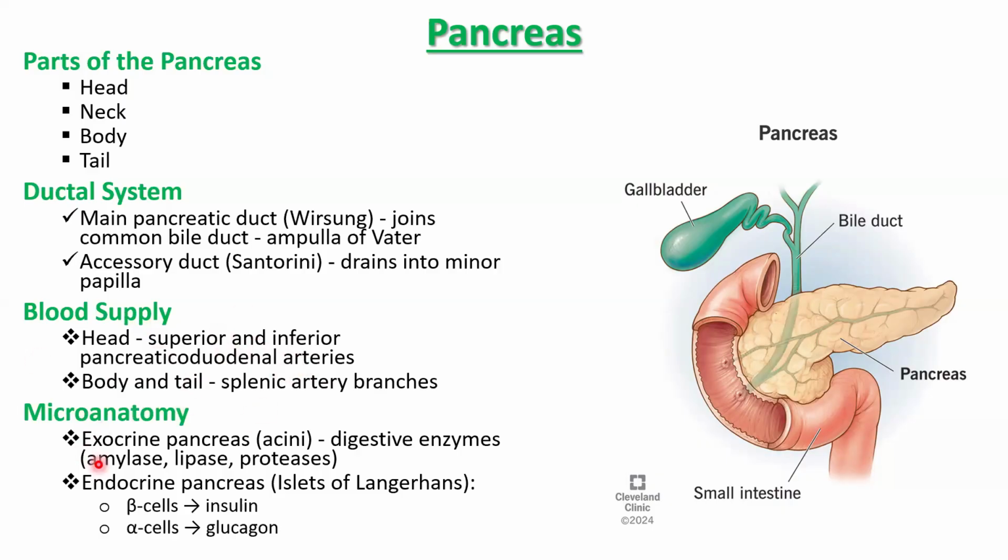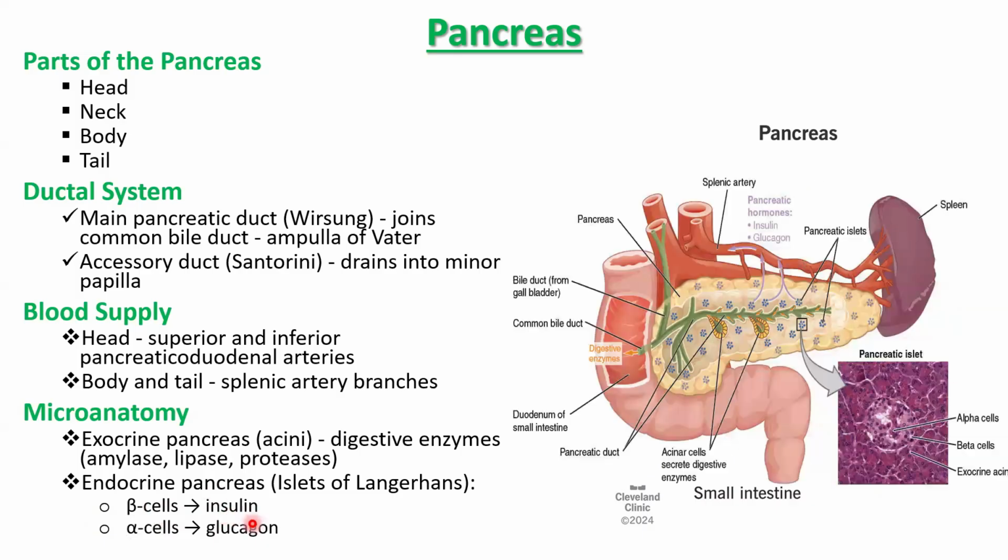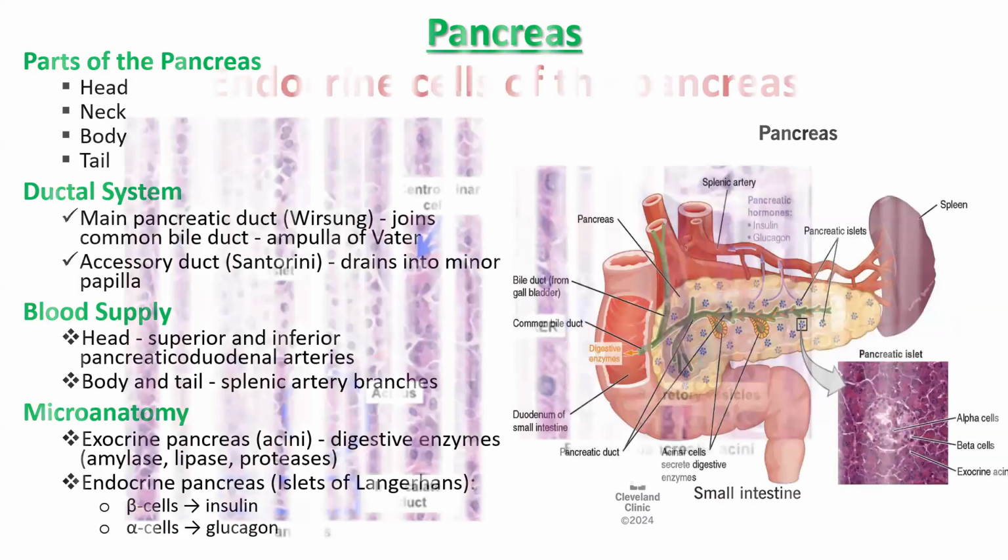In terms of histology, it has two parts: an exocrine pancreas and an endocrine pancreas. The exocrine pancreas we covered last time; it produces digestive enzymes, such as pancreatic amylase, pancreatic lipase, and proteases. What about the endocrine pancreas that we talk about today? It has beta cells and alpha cells that produce insulin and glucagon. And that is what you can see here.